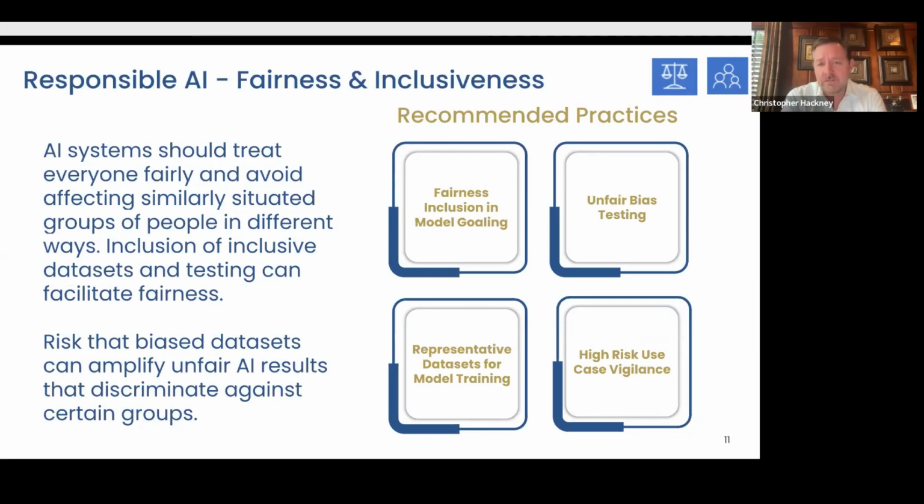On the front end of this, on recommended practices, many of your model efforts need to make a firm effort to have fairness inclusion in the model goaling. Fairness should be a part of your goal and performance testing. On testing itself, you should be looking at unfair bias testing, making sure that your model ops and DevOps teams are focused on that and monitoring it and can report on it properly.